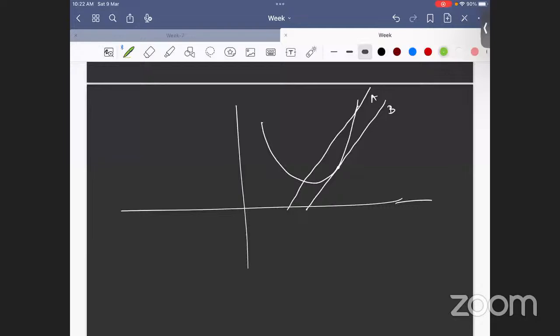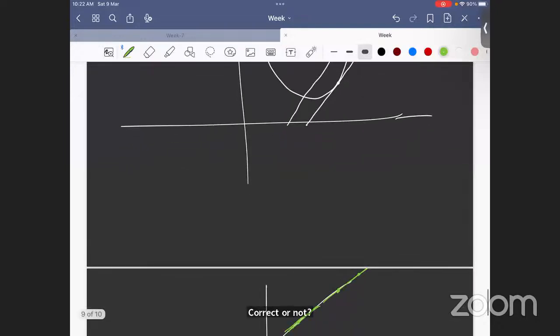Correct or not? See, at any particular point, whenever you draw a tangent, you take some slope, right? And that slope itself gives you the direction. How do you calculate that? You can calculate that slope value by means of differentiation, and that differentiation itself gives you the direction in which the plot is moving.